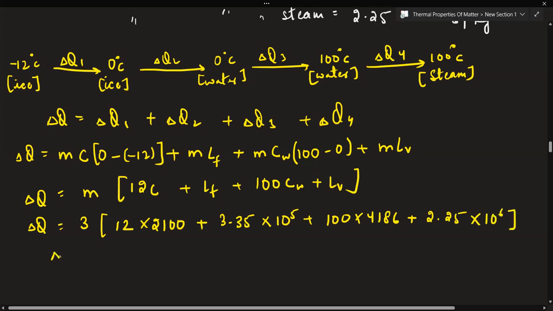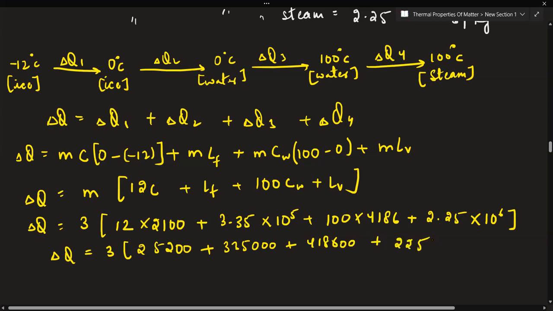So when you will solve this, delta Q will be 3 into, this will be 252, then 00 for them. If you take out the zero, this is 335 and all the rest of the three zeros. Plus this will be 4186 and the 20. Plus 225 and 4 zeros because this is 6. So when you will solve all this, delta Q will be equal to 908640. And if you wish to write it in terms of exponents, it will be 9.08 into 10 to the power 6.